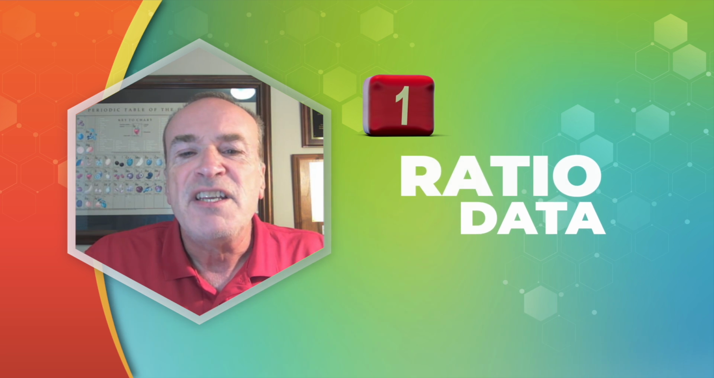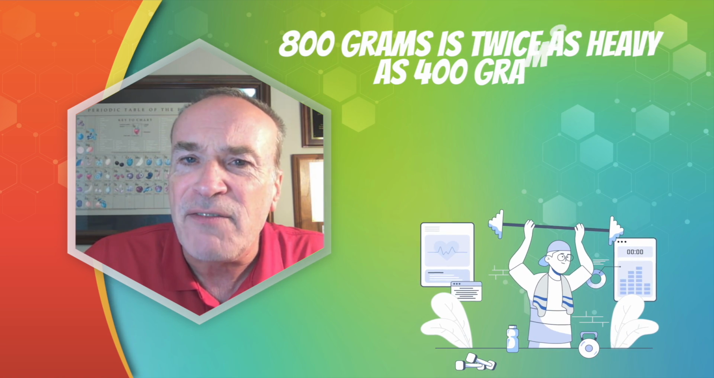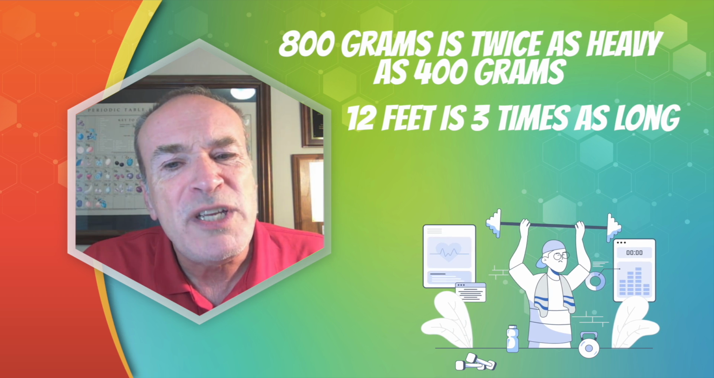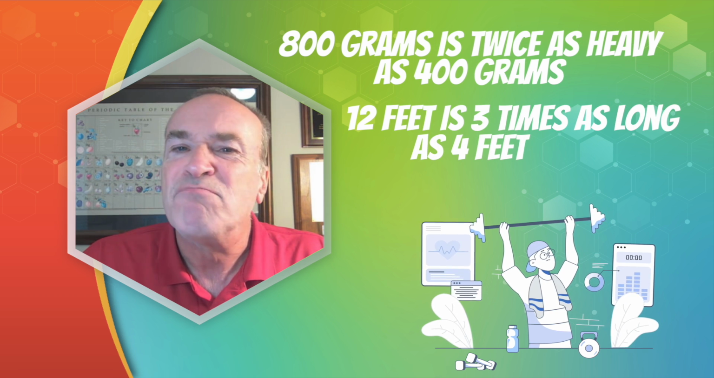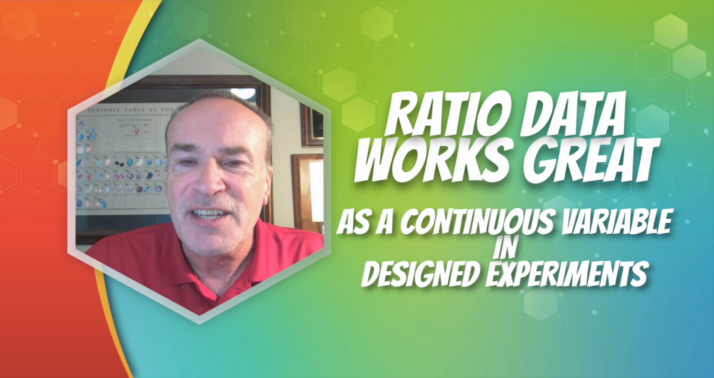The first one is ratio data. An example is weight. 800 grams is twice as heavy as 400 grams. 12 feet is 3 times as long as 4 feet. That's where the name comes from. Ratio data works great as a continuous variable in designed experiments.